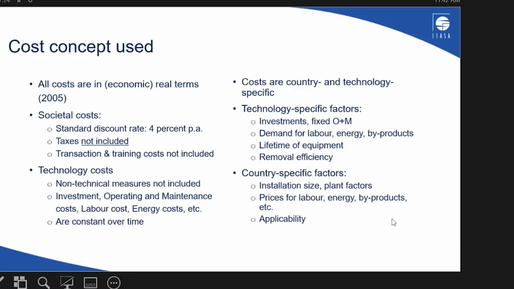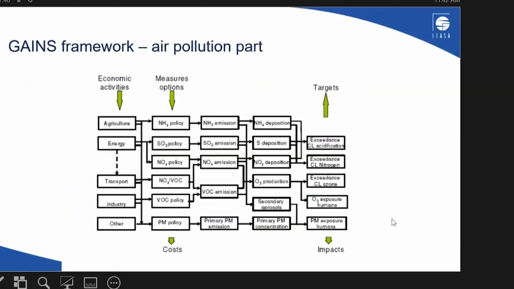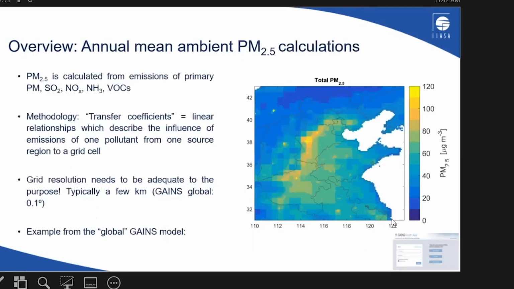Because if you look at India, in the old power plants there is no possibility of implementing FGD. But for the new plants that came after 2005, there is always space available to implement FGD. So, having discussed the activities, measures, emissions, and cost part, now coming to the deposition.